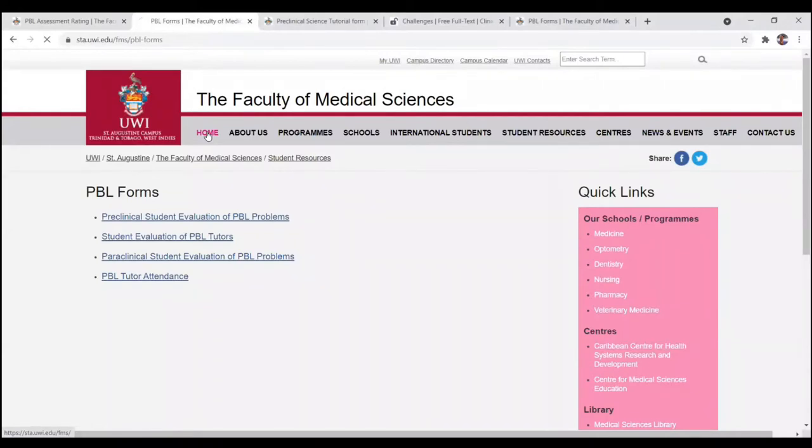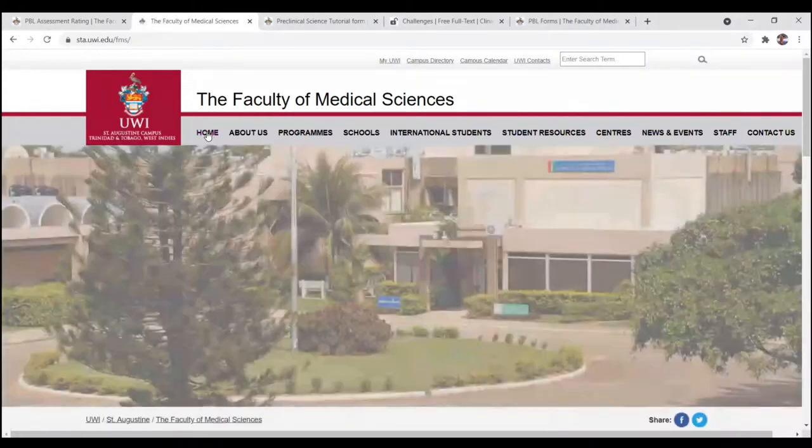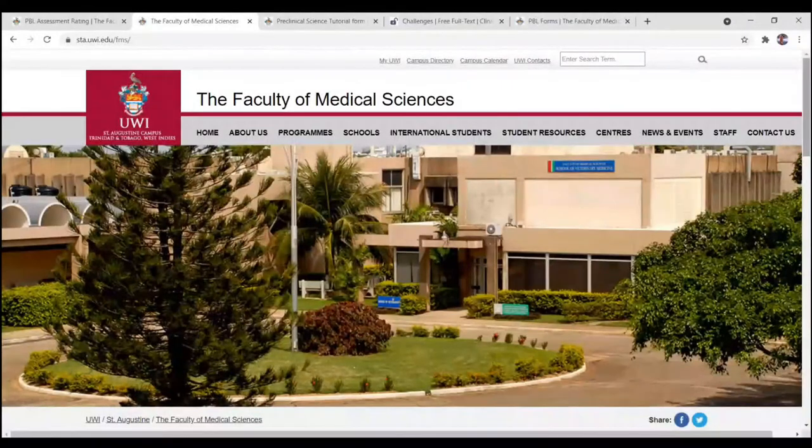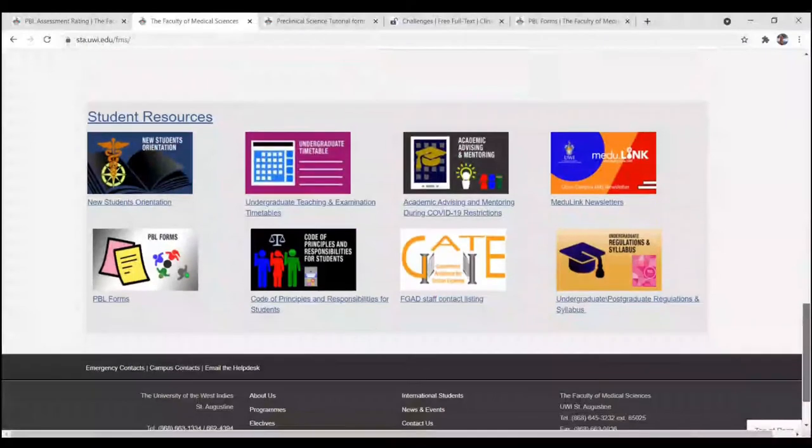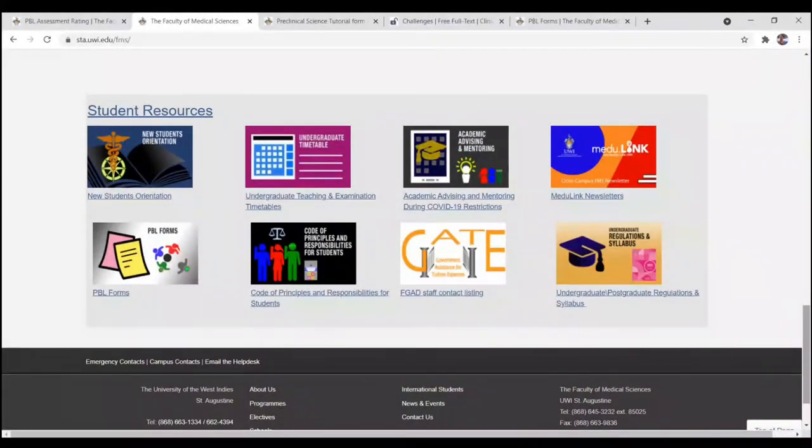So when you go to the home screen, you pull the screen there, you will see here students resources. And you see the PBL problem. So here you click here, you will find all the forms.